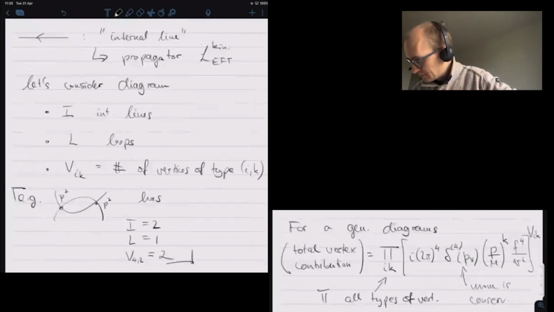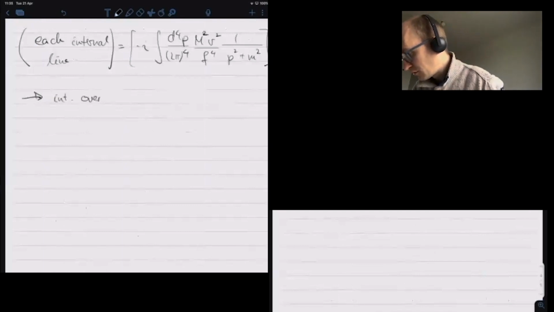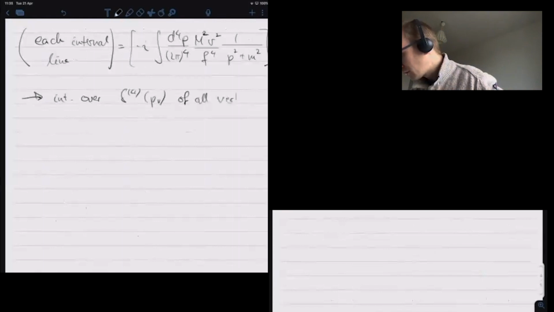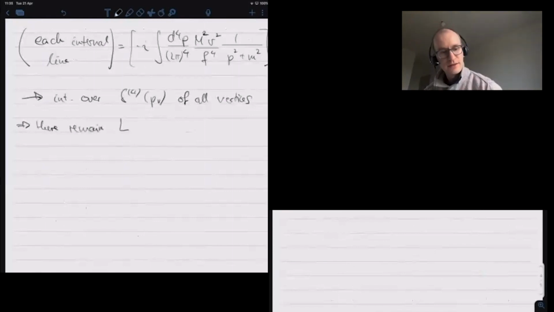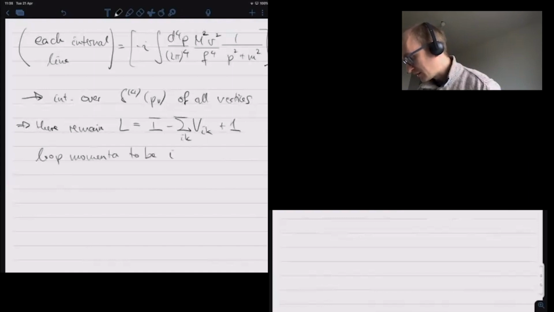Now these momentum-conserving delta functions are of course important because they allow us to do a certain number of integrals. So we integrate over the delta^4(p_ν) of all vertices. And what we're going to end up with is that there remain, of course, only the loop integrals. And how many are there? Well, I'm just going to write it now. We're going to explicitly convince ourselves in just a few minutes that this is correct, but it is basically the number of internal lines minus the sum over IK of V_{IK} plus 1 loop momenta to be integrated.